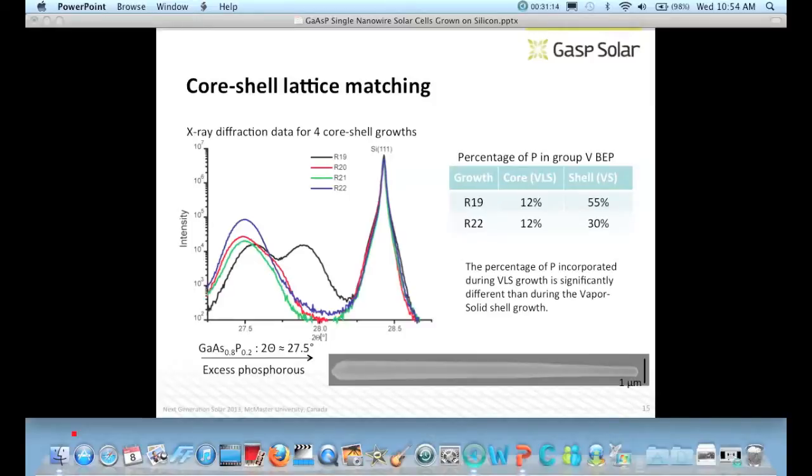This is because we use non-precision growth. For precision growth, you will get rid of the defect. But it has a nice effect, that we know that we have mainly P-type core down here, and we have N-type shell up here.